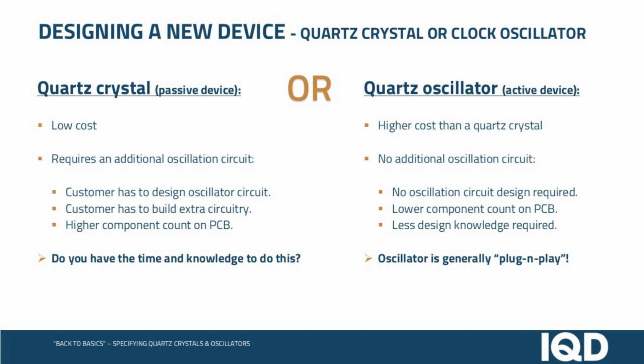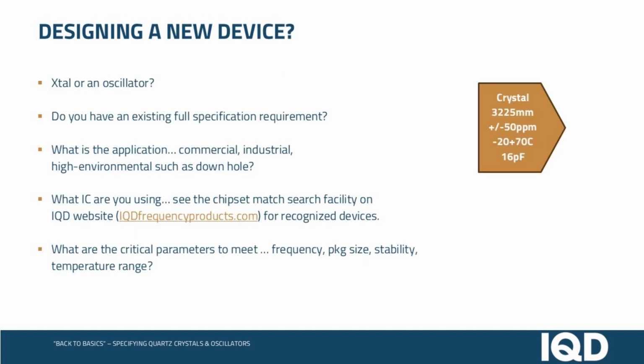Most microprocessors nowadays can use either. They have the facility to use a crystal, or you can clock them directly using an oscillator. So you're designing a new device. Hopefully you've chosen which route you want to take, a crystal or an oscillator.